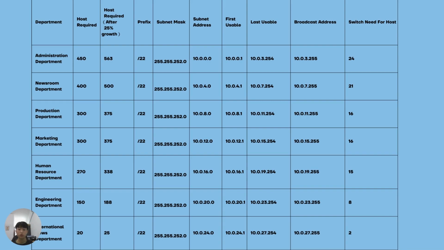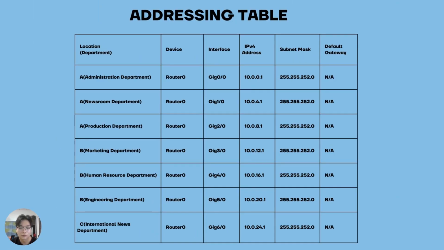So let's have Dijun Chen continue our assignment part. Thank you everyone. Hi, I'm Dijun Chuan from Taiyuan TDFT Group 2. Now I want to talk about the addressing table. You can see the location, device, interface, IP address, subnet mask, and the default gateway. For the router, we don't need to set the default gateway.